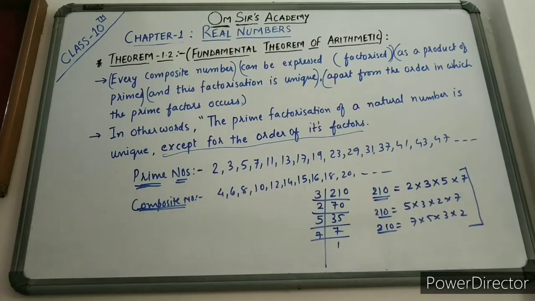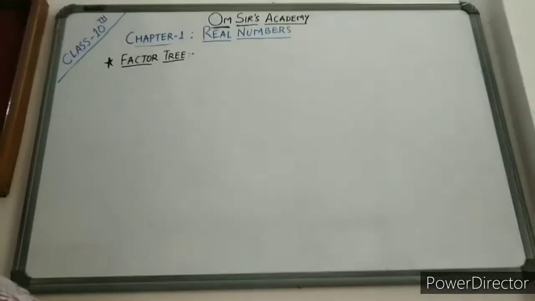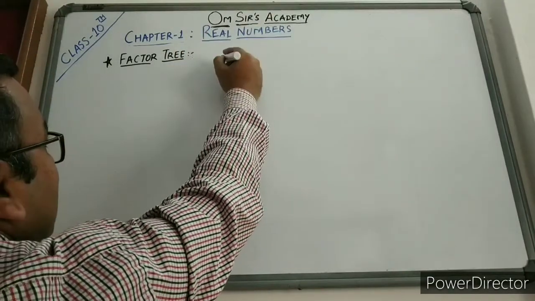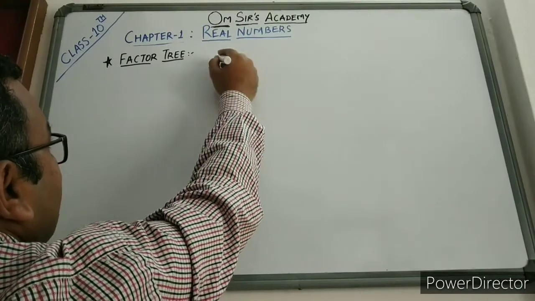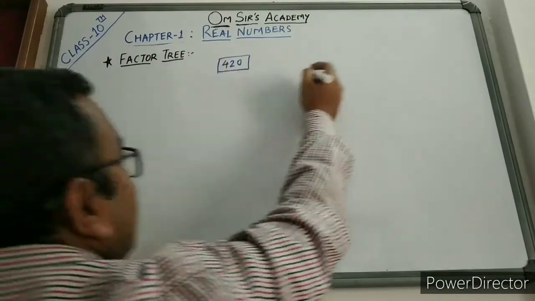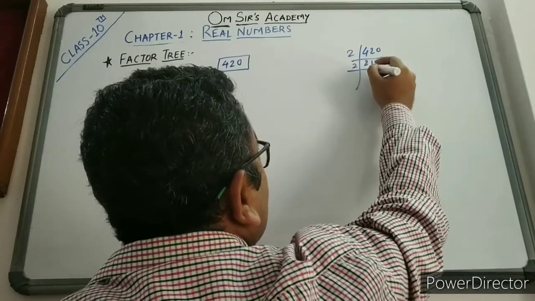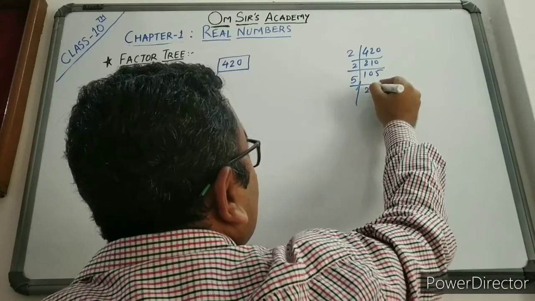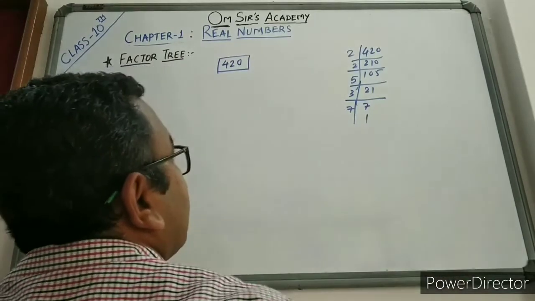Okay friends, now we move to the next topic. So now friends, let us learn what a factor tree is. Okay, so in the previous term we did prime factorization by the old method. So suppose I am asked to find the factors of 420. Previously we were doing factors as 2 times 210, 2 times 105, then 5 times 21 and 3 times 7 and 7 times 1.